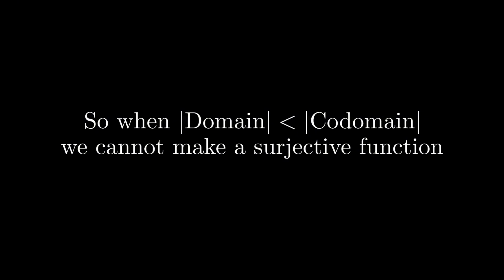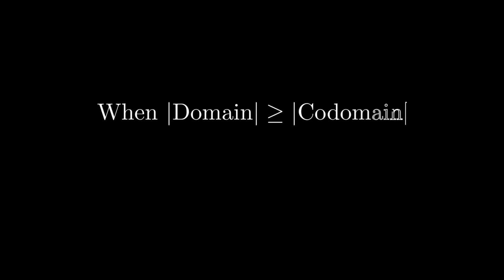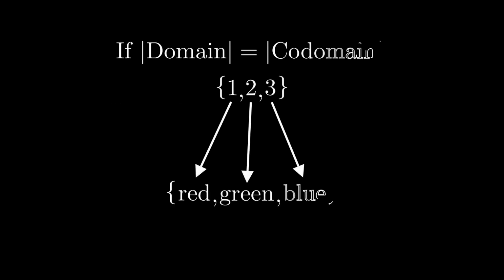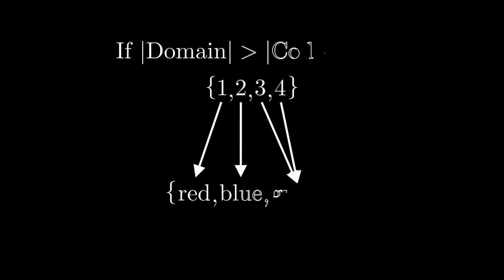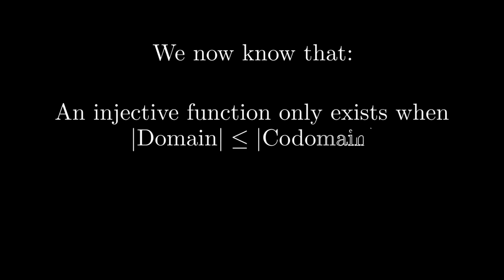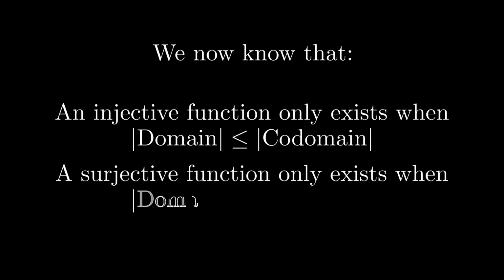However, we are guaranteed to be able to make a surjective function if the cardinality of the domain is greater than or equal to the cardinality of the codomain, since we now have exactly enough or more than enough elements to cover the codomain. Okay, that was a lot, but here's the payoff. We know that an injective function only exists between two sets when the cardinality of the domain is less than or equal to the cardinality of the codomain, and we know that a surjective function only exists between two sets when the cardinality of the domain is greater than or equal to the cardinality of the codomain.